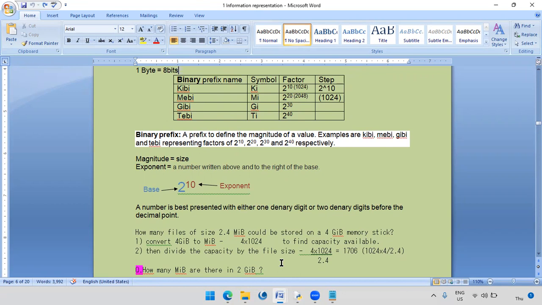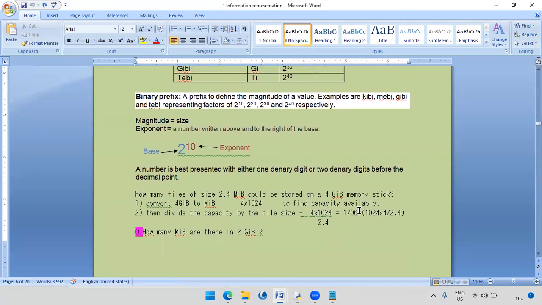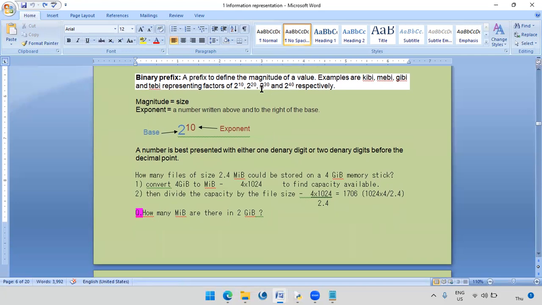Then divide the capacity by the file size. So this is it: 4 into 1024 divided by 2.4. Remember, you don't have to give the final answer as a single number. You can give it like this, and marks are given for this. Because you're not supposed to take the calculator to the exam hall, you can't take a calculator. Because of that, this is accepted. Marks are given like this. Then this is for you: how many megabytes are there in 2 gigabytes? See whether you can do it.